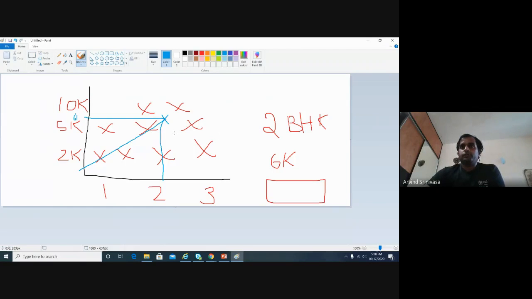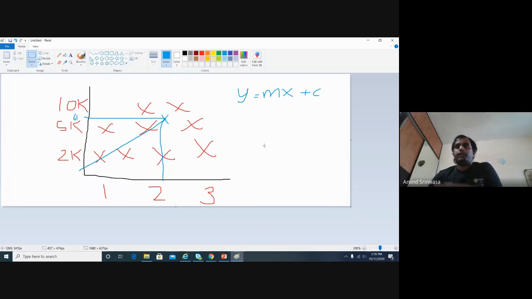Wait, my mouse is not moving, sorry. So y is equal to mx plus c. First I need to find y. I have fitted a line, and I will see what is the error for this line. The error is nothing but whether it is a best fit. For my line, I have got how many 2 BHK houses? I have got 2 BHK houses for the line that I have fit. So the error is okay.